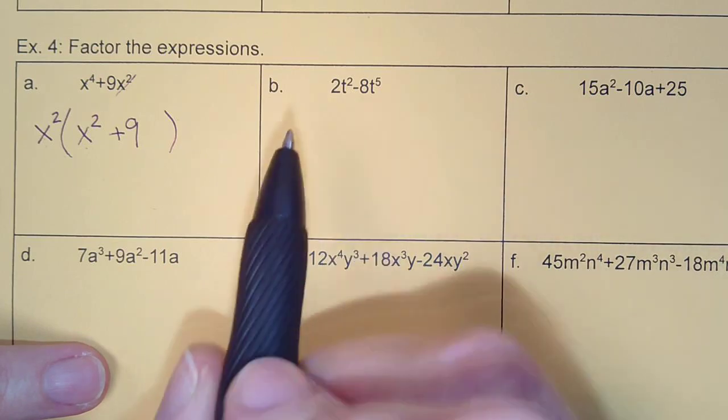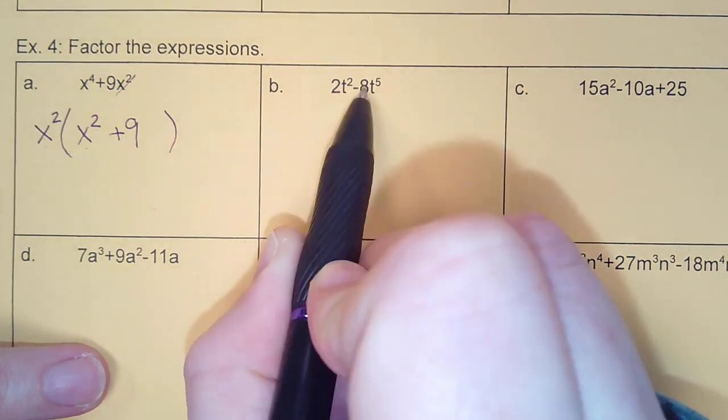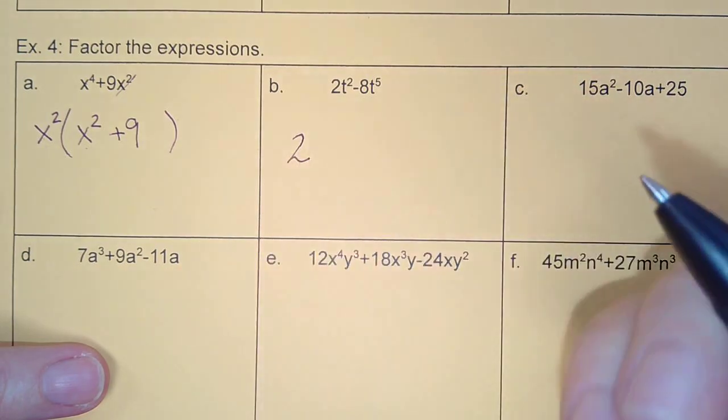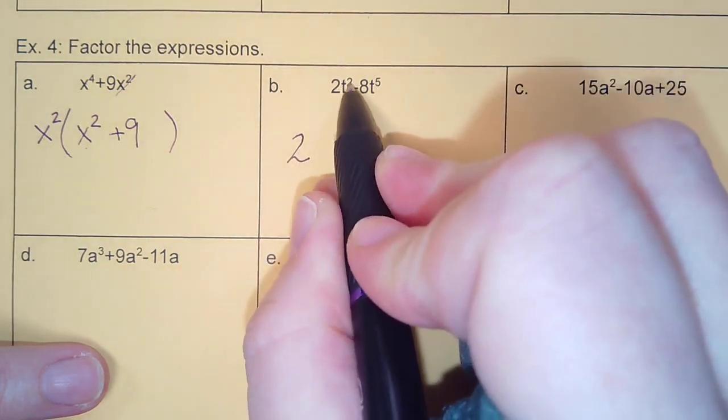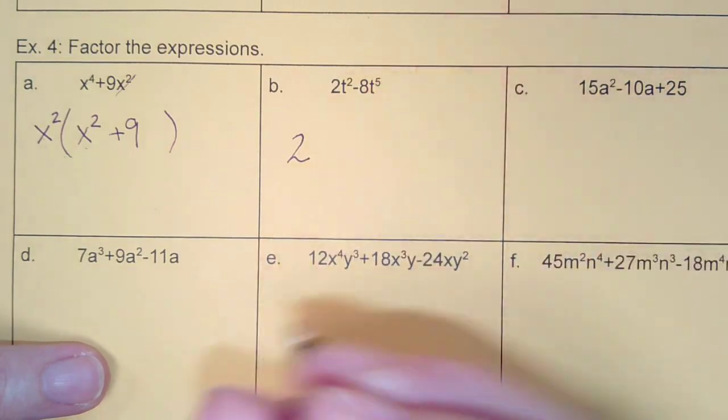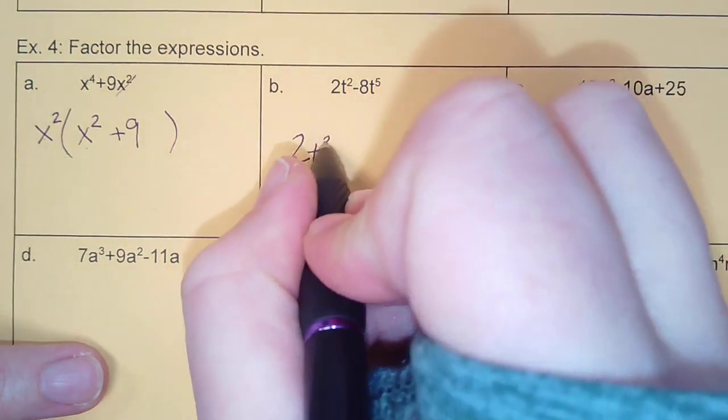B. So first, whole numbers, 2 and 8. What can I divide out? I can divide out a 2. T's: this one has 2 to give, this one has 5 to give. To keep it even, the most I can divide out is 2, so t squared.